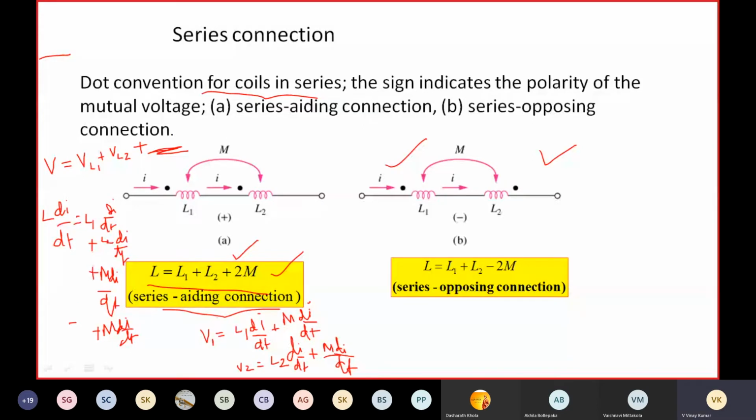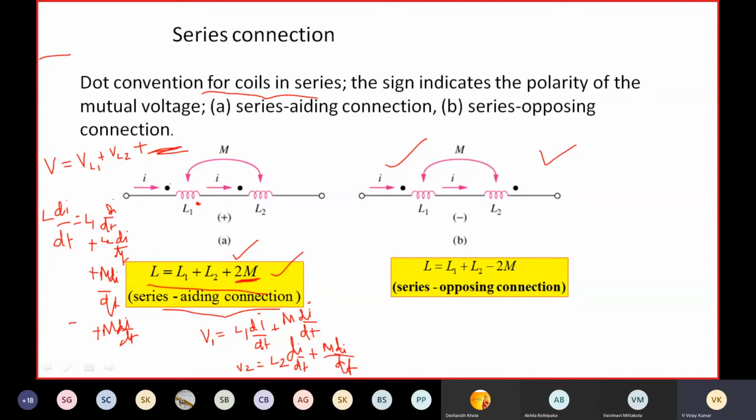Two mutual induced EMFs. One mutual induced EMF in coil 1 due to the current flowing through coil 2. Another induced EMF in coil 2 due to the current flowing through coil 1. So you're going to have two mutual induced EMFs. So two mutual inductances here. Again here also current is entering.